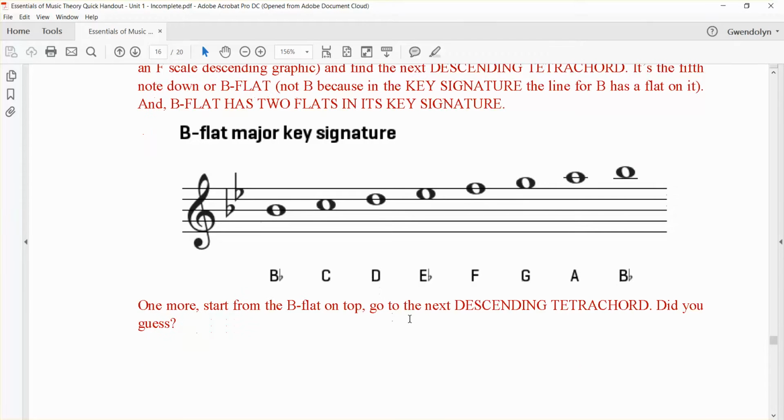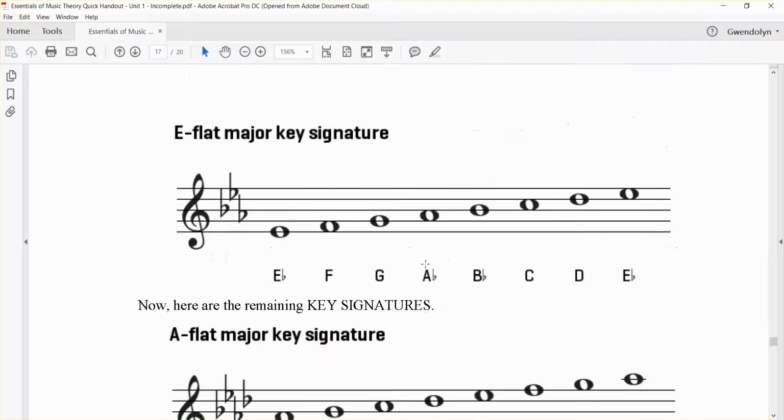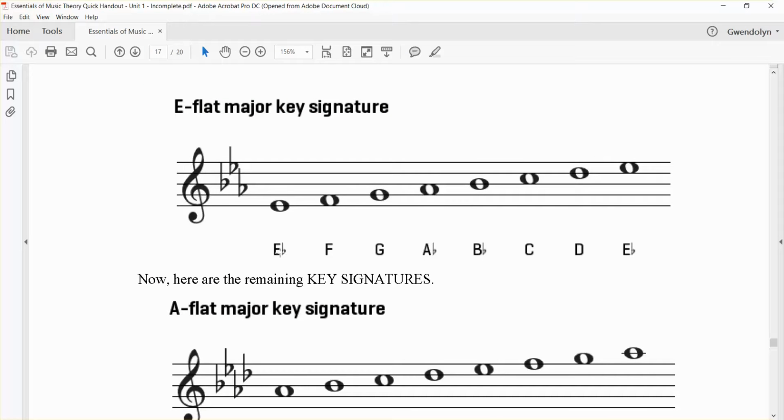All right, let's do one more. Start from here, this B flat, go to the descending tetrachords, going backwards, B, A, G, F. The next scale would be E flat major, and it would have three flats. So therefore, our next scale is E flat major. E to F is a whole step, F to G a whole step, G to A flat is a half step, and that's our third flat, and therefore it goes into the key signature. A flat to B flat, whole step, which puts together these two tetrachords. B flat to C, C to D, and our half step, D to E flat.